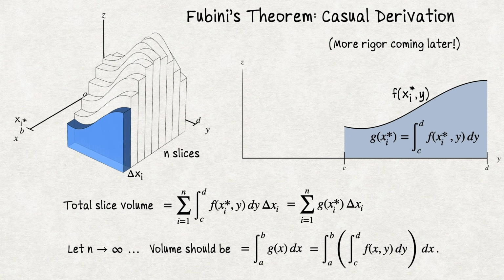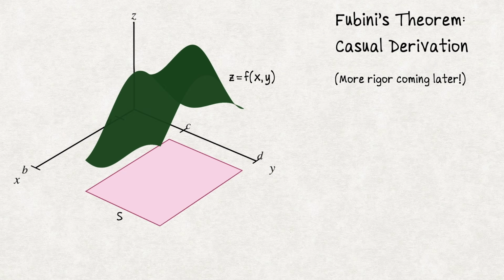So here we arrive at our double integral expression, but again, this is just a casual derivation. There was quite a bit of hand waving happening here, but I think it's useful to see this slicing mechanism that goes into the story behind Fubini's theorem. We will prove this formula rigorously in just a few minutes. All right, so let's go back to our function.